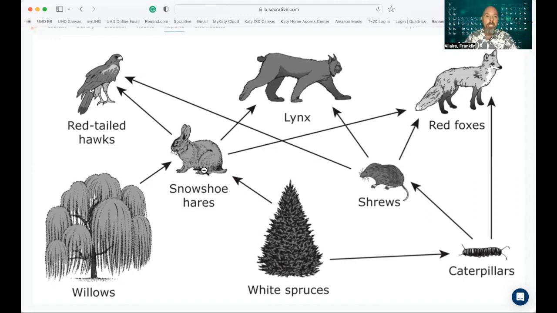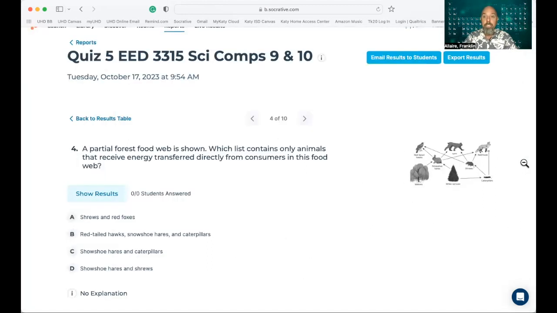We have organisms like the snowshoe hare and caterpillars, which are primary or first level consumers. That means that they are consumers that eat plants. And then we have other organisms like shrews, red-tailed hawks, a lynx, and a red fox, and these are secondary or second-level consumers. That means that they eat other animals in order to get their energy. So we have a partial food web. Which of these lists contain only animals that receive energy transferred directly from consumers in this food web?